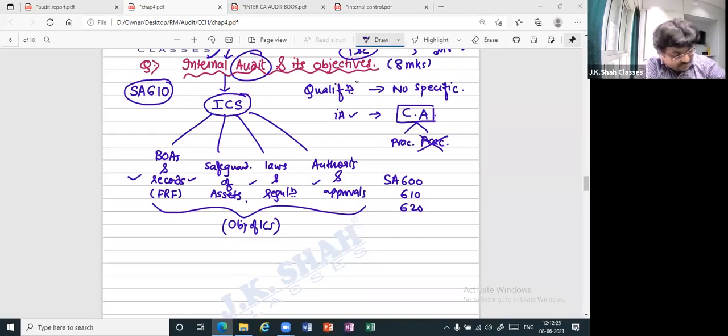Listen, firstly, 600 is on other auditors. It means can one auditor use the help of another auditor? Yes. If you remember, we had done that in work performed by others: assistants, other auditors, experts. 610, the statutory auditor can use the work of the internal auditor. And 620, he can use the work of an expert, like a valuer, etc. So basically there are three: other auditors, internal auditors, and expert.